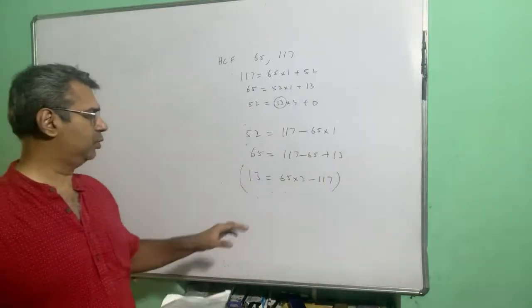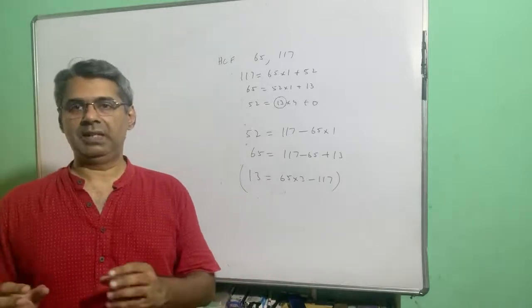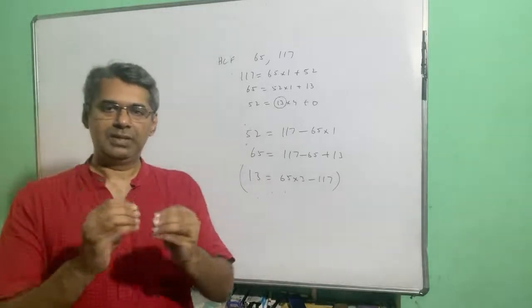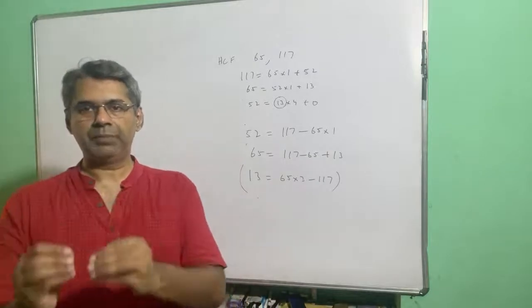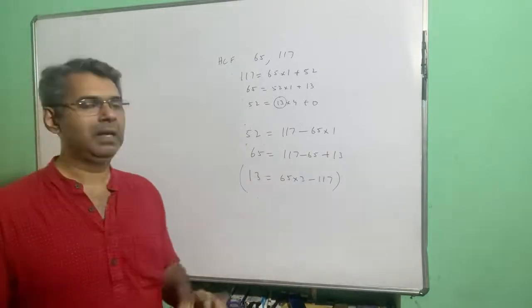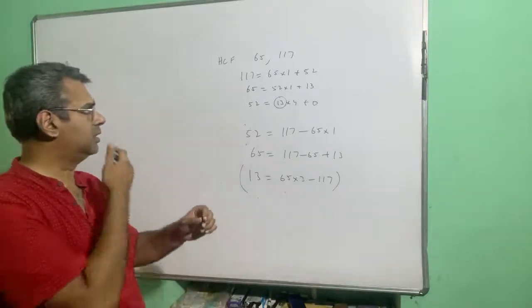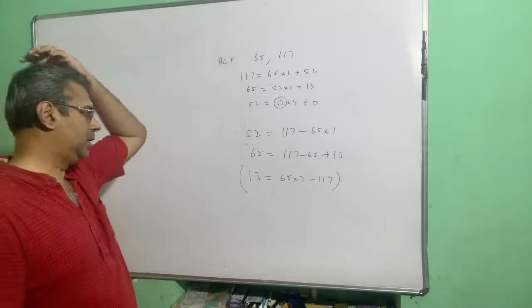So we have managed to find 13 as a linear combination of 65 and 117. Linear combination means 65 into some integer plus 117 into some integer is equal to 13. We have managed to get that. So this is a technique based on which you can have a few questions.